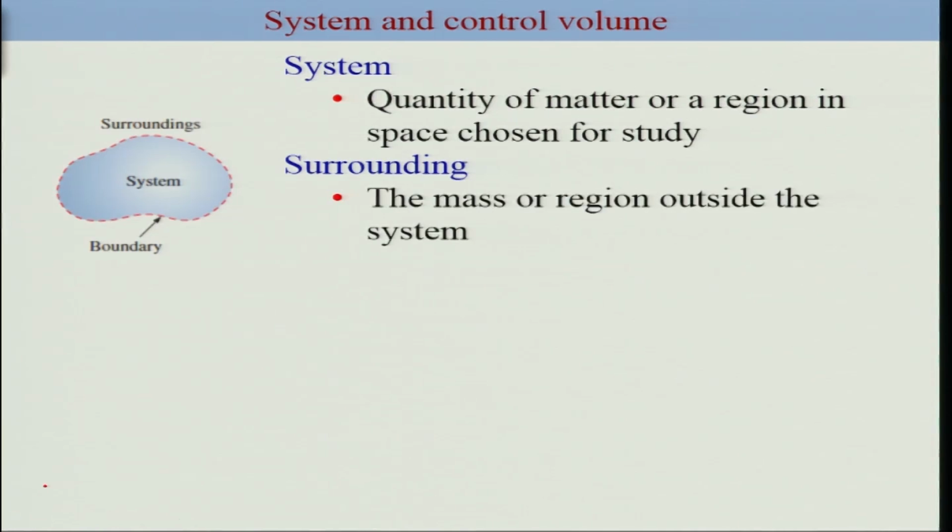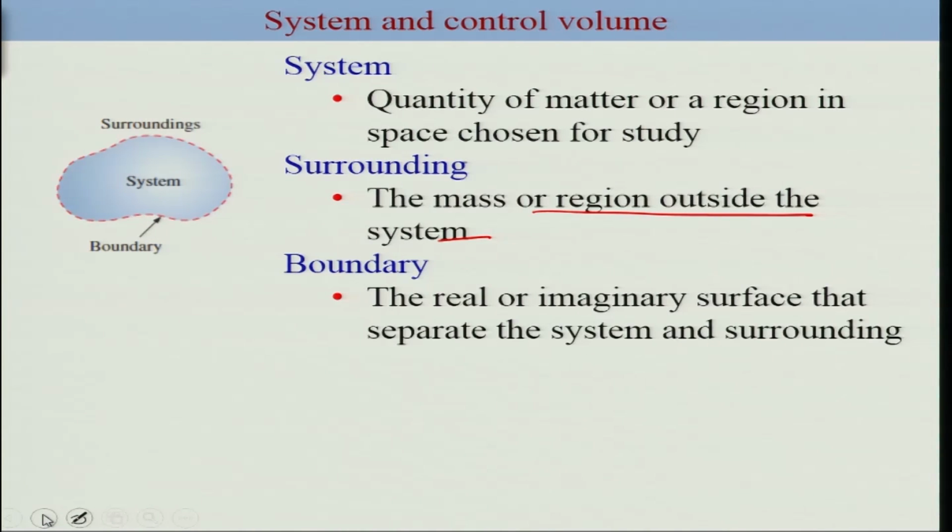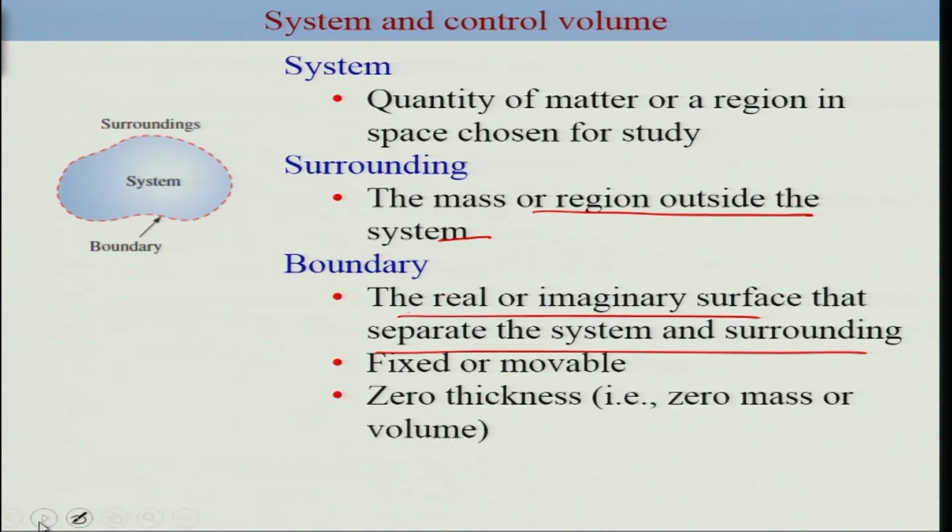Okay, so the surrounding, as I said, is a mass or region outside the system. The boundary can be a physical boundary, or a non-physical or imaginary boundary, and typically it doesn't have any volume. So the real or imaginary surface that separates the system and surrounding is called the boundary. It can be fixed or movable, and it has zero thickness, zero mass or volume.